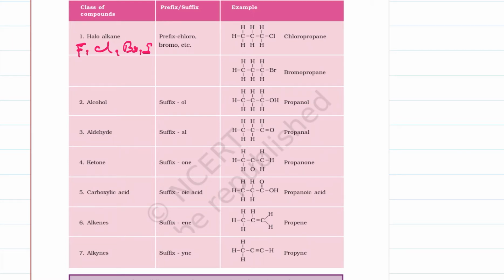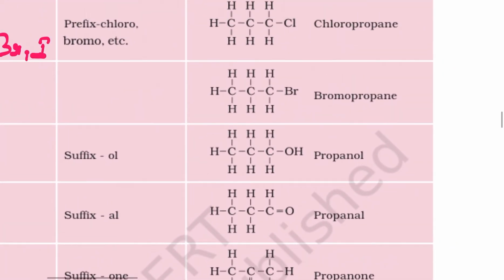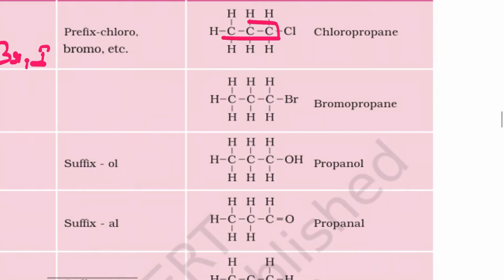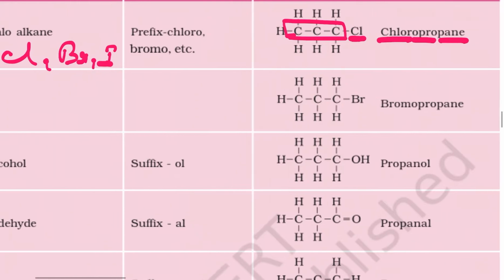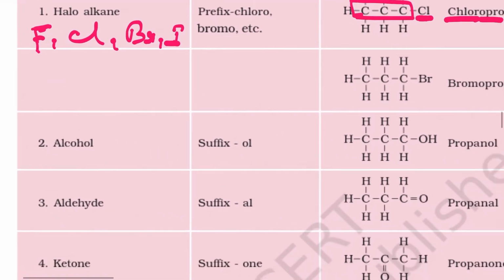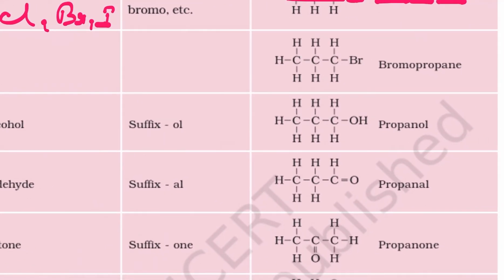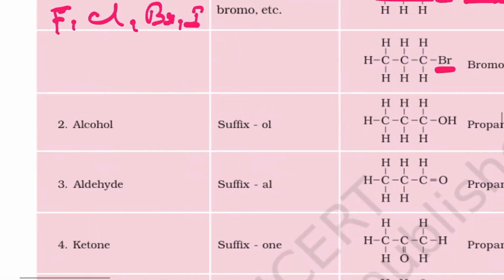So you can see here there are 3 carbons, the main chain carbons are 3. So prop, that is the root word. Then the prefix chloro as a functional group is halo. And all single bonds, so ANE. This is how nomenclature is given. Same way bromopropane, because Br is attached.